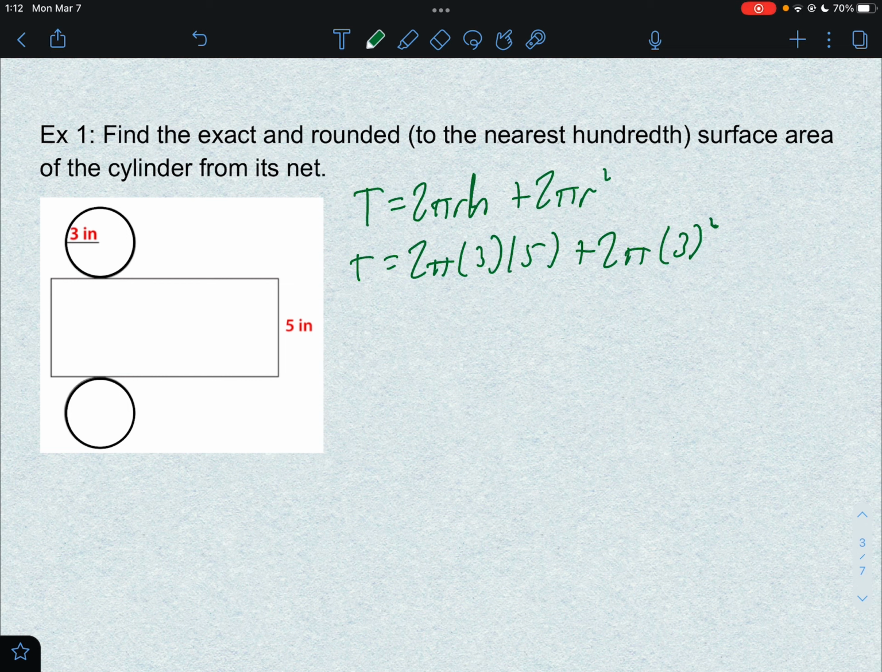That's it. For our exact area, we're just not going to type in the pi's. We can type in everything else into our calculator, and I encourage you to do that on your own at home. You should get 48. So our answer is 48 pi square inches. And for the rounded area, then we can actually type in 48 pi, and we should get 150.80 square inches.